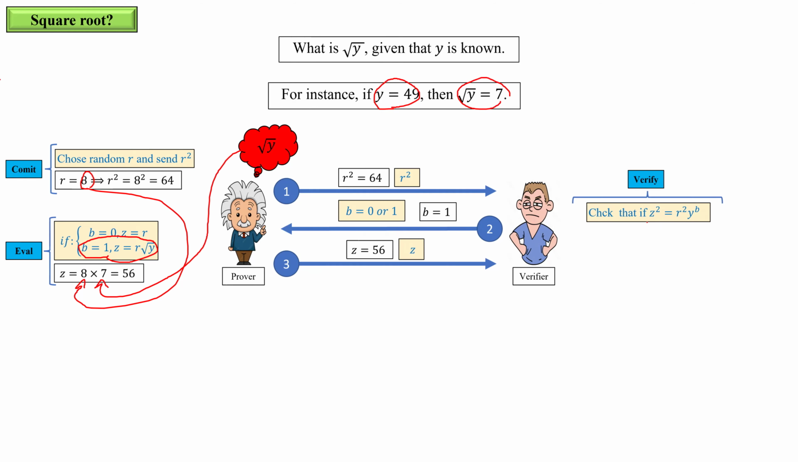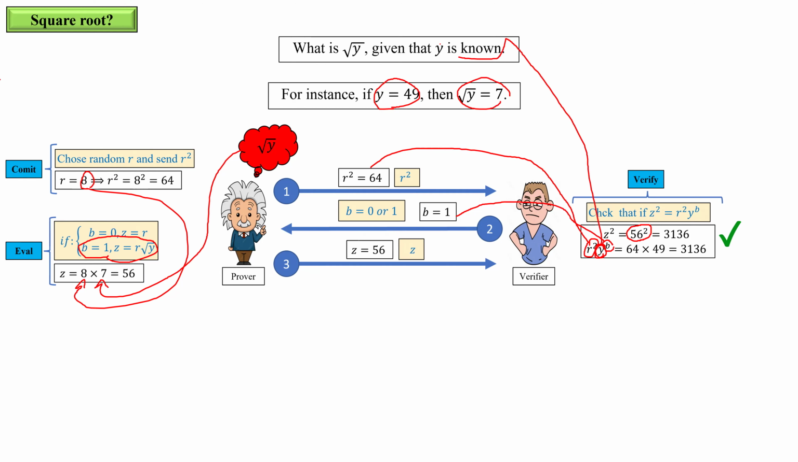Now on the verifier's side, the verifier should check this equality test. First, the verifier computes z to the power of 2. Since z equals 56, z to the power of 2 equals 3136. And also the verifier should compute r to the power of 2, which was received from the first step, and multiply by y to the power of b. b is a value that was already picked by the verifier, so the verifier knows it. And y is a public value, which, as mentioned in the puzzle, is known to the public.